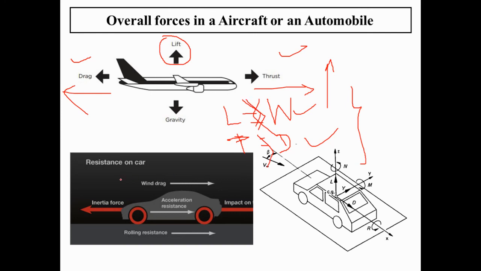And resistance on a car: when a car is moving, there is inertial resistance due to the weight of the vehicle, and the wind drag will increase. If you go forward, as the thrust increases, drag will increase. So in all these cases, we look for reducing the drag forces.